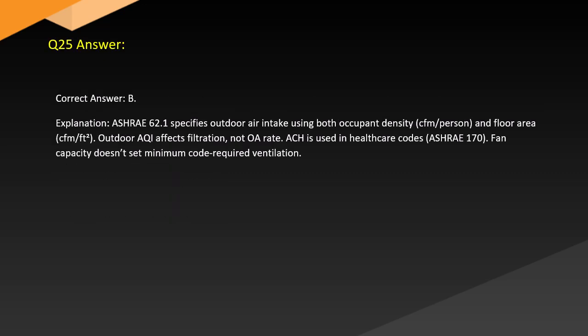Answer. Correct answer: B. Explanation. ASHRAE 62.1 specifies outdoor air intake using both occupant density, CFM per person, and floor area, CFM per square foot. Outdoor air quality affects filtration, not the OA rate. ACH is used in healthcare codes, ASHRAE 170. Fan capacity doesn't set minimum code-required ventilation.